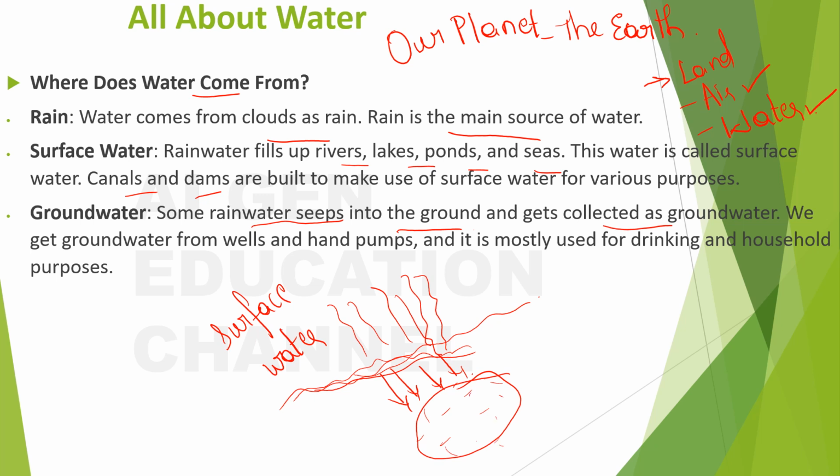Fine. We get groundwater from wells and hand pumps and it is mostly used for drinking and household purposes. So you got the point, right? This is the land and the water goes down and under the ground there will be water. All the water gets accumulated. And to get this water, how will you get this water? You will make a hole like this. Okay, and you will put some hand pumps and wells, from which you can use this groundwater. Fine.